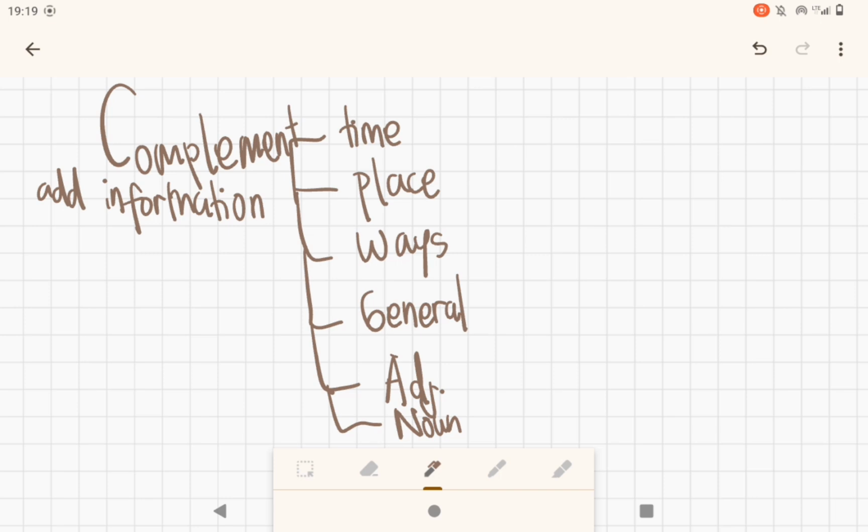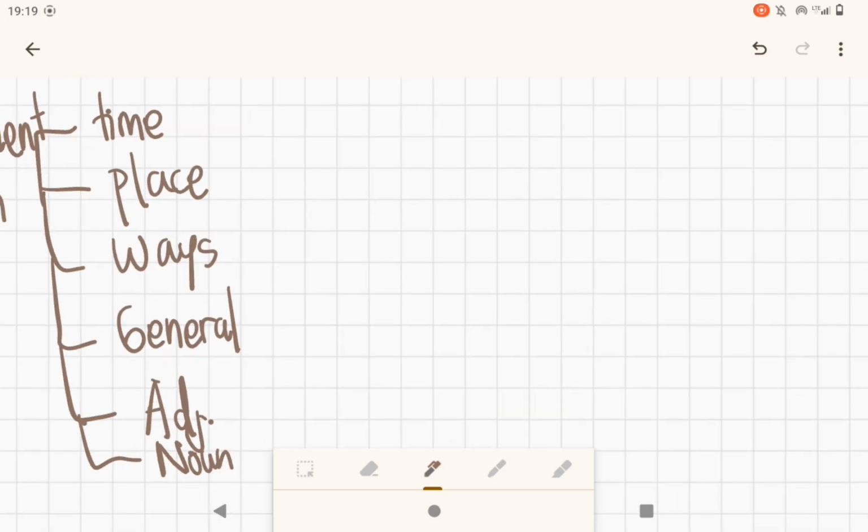So a sentence can consist of subject, verb, object, and complement. For example, I buy two books.